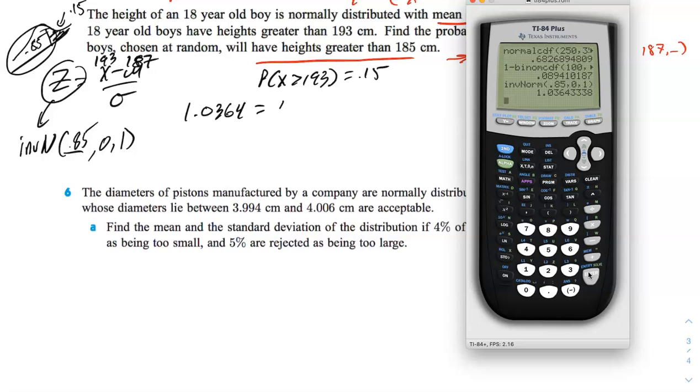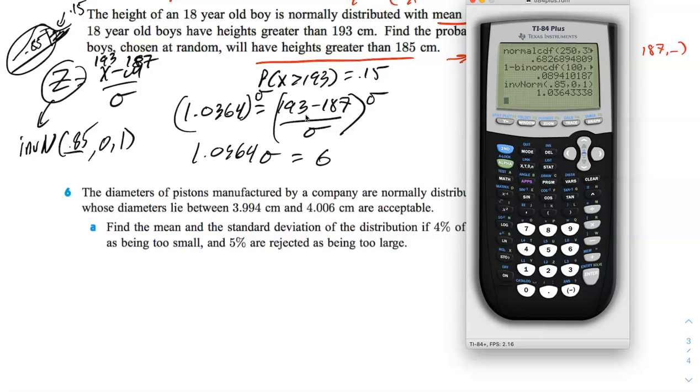So 1.0364 equals 193 minus 187 over sigma. As always, I like to multiply it and then do some math. So let's multiply by sigma. So 1.0364 sigma equals 6. And then all we gotta do here is 6 divided by that. Now again, use the answer, don't just round it yet, until you get an answer. And I get 5.789 something. So that's equal to about 5.79. That's my standard deviation.